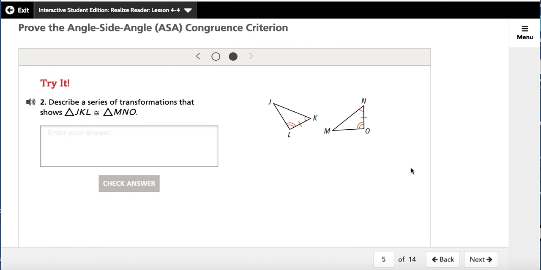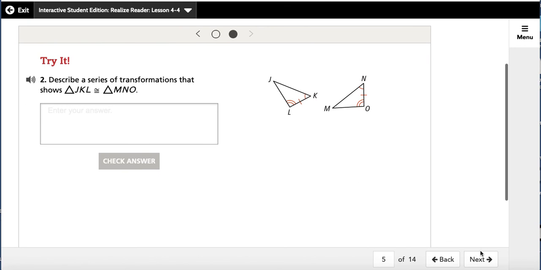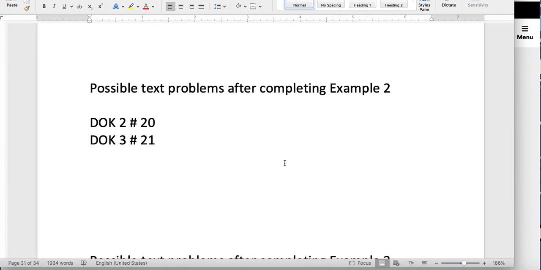Once again, trying to have you describe a series of transformations that maps it onto each other just to prove the theorem. I'd rather have you just apply some problems. Let's jump to it. You should be able to do problems 20 and 21.